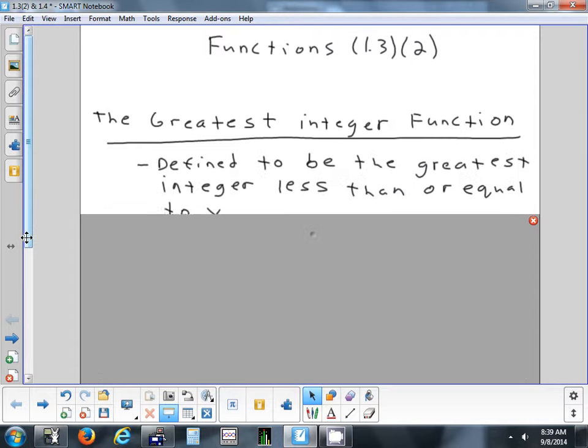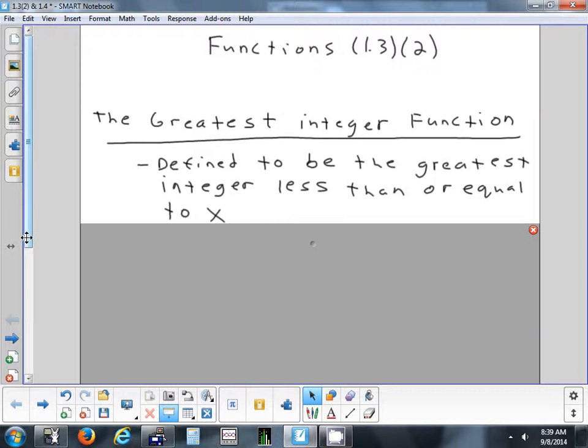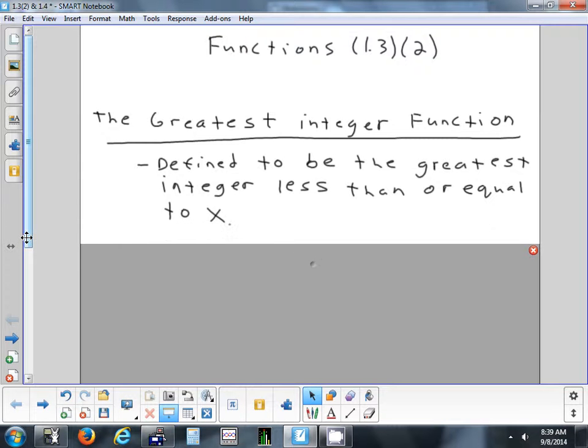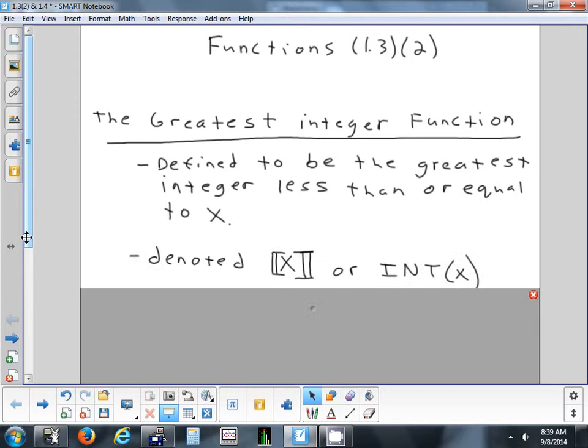Okay, it's pretty simple. It's just defined to be the greatest integer less than or equal to a number that you're given. That's it. So it's defined to be the biggest integer you can have that's less than or equal to a number that you're given. And the symbol for it, in our book, they show it as like a double bracket around x. On the graphing calculator, you can write it as the symbol int x, and I'll show you where that is on the calculator.